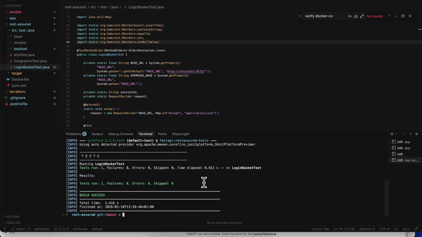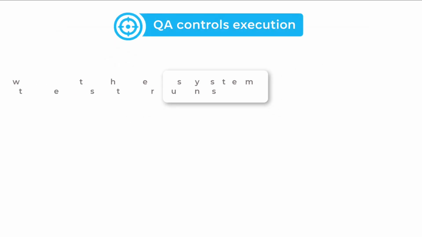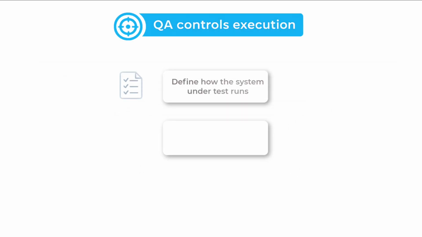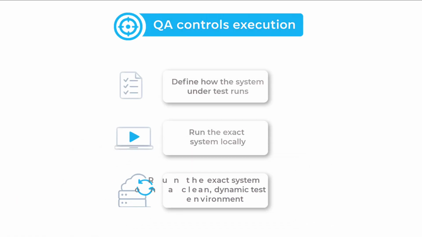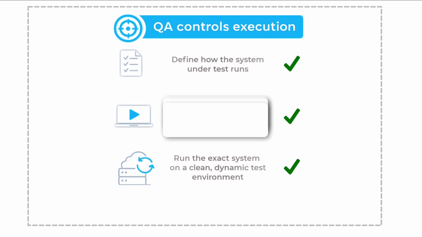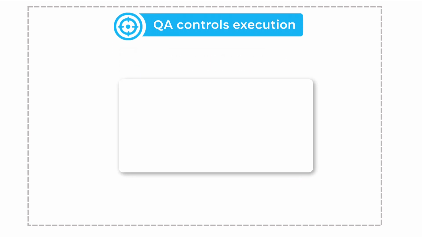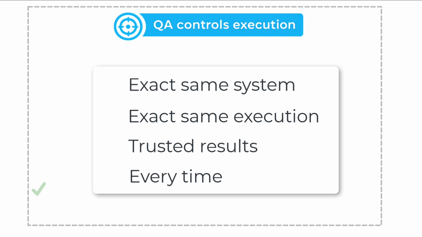So let's take a step back for a moment. What we just did wasn't about tools or commands, we just defined how the system actually runs, end to end. So this is what it means when QA controls execution. We define how the system under test runs. We can run that exact same system locally, and we can run that exact same system on a clean dynamic test environment. Same system, same execution. And because of that, we finally get results we can trust every single time.